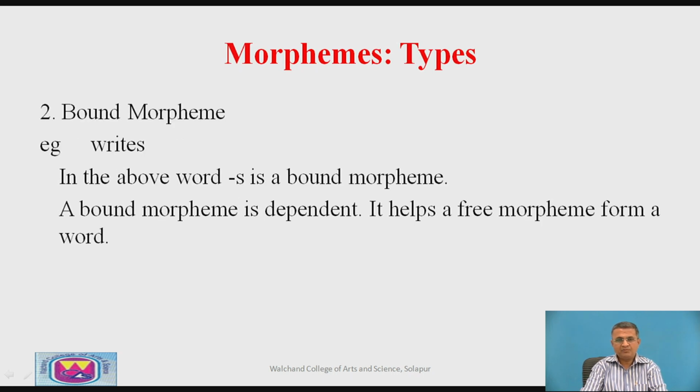Now the second type of morpheme is bound morpheme. An example of this bound morpheme can be seen in a word like writes. The word has 2 divisions. The first division is write and the second is S. So in this word, S is a bound morpheme. A bound morpheme is dependent. It helps a free morpheme form a word.